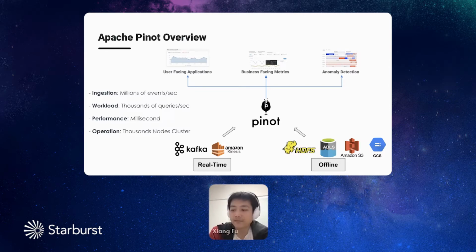Apart from these real-time data sources, users can also load data using Hadoop or Spark from blob stores like S3, Google Cloud Storage, and Azure Data Lake. In our production environment, it handles a workload of ingesting millions of events per second and serving thousands of queries per second with millisecond latency. Our largest deployment at LinkedIn is about 1,000 nodes, with 1 or 2 SREs to operate it.